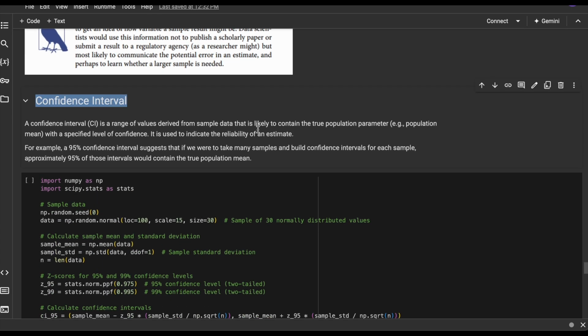The confidence interval is the range of values determined for the sample statistic. It provides an estimated range of values that is believed to encompass the true population parameter, with a certain level of confidence, commonly 95% or 99%.